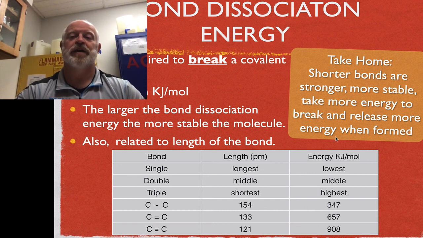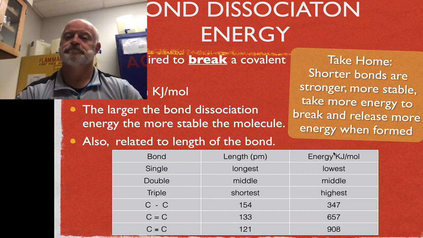Now, the take-home from that is that the shorter your bonds, the stronger they are, the more stable they are, and it takes more energy to break them. It also means that when you form them, it releases more energy. So forming triple bonds tends to release the most amount of energy.